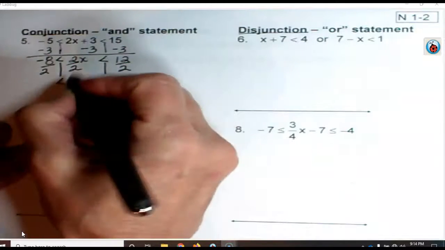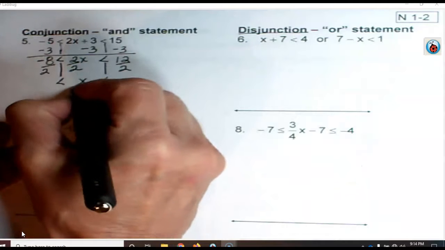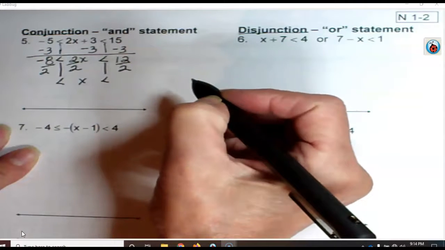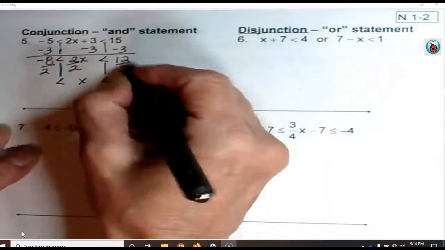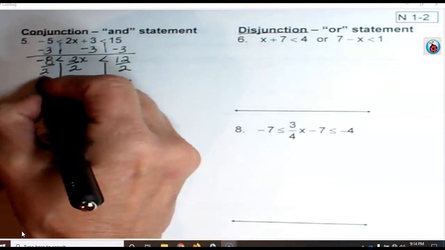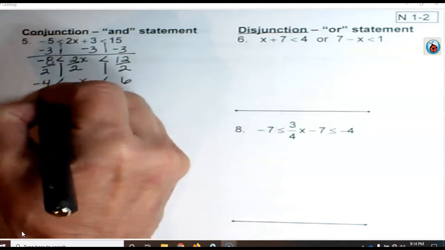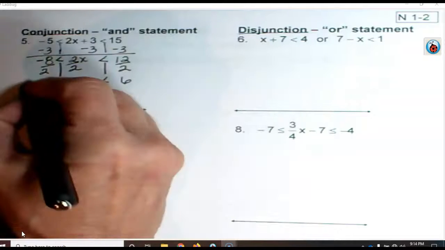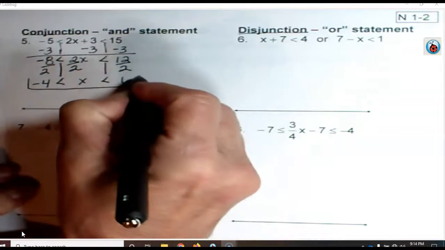Okay, so here we go. This gives me my x in the middle, and that's what I'm trying to do, is get the x all by itself in the middle. Over on the right side, 12 divided by 2 is 6. -8 divided by 2 is a -4. Okay, so this is my answer to my conjunction, my AND.